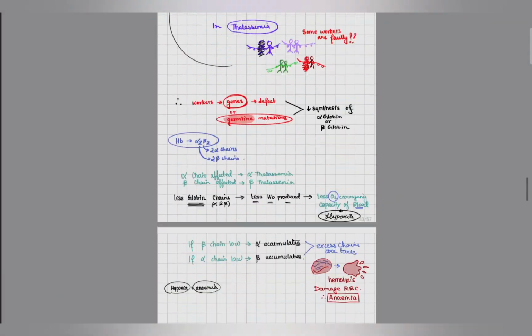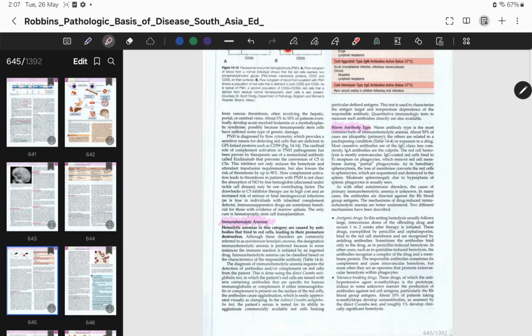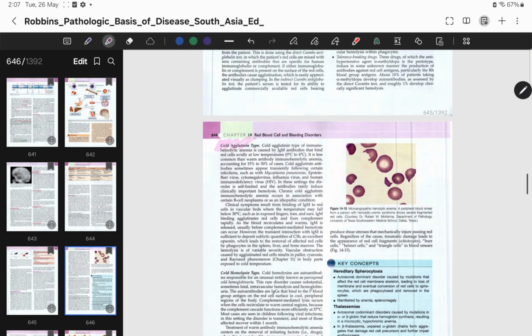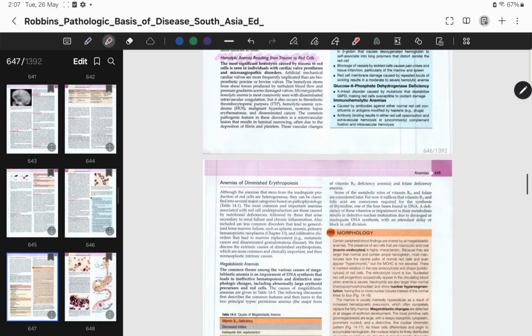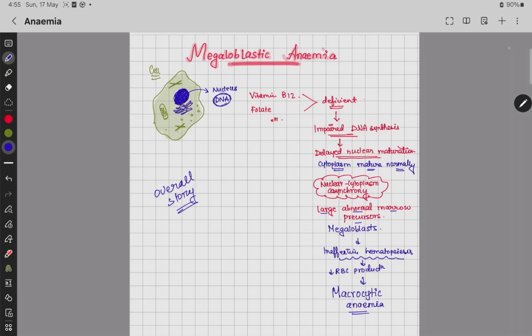Now I want you all to go and read the same chapter from Robbins and tally your knowledge with it. Fine, so that's the end of the chapter today, and next day we will be starting with macrocytic anemia.